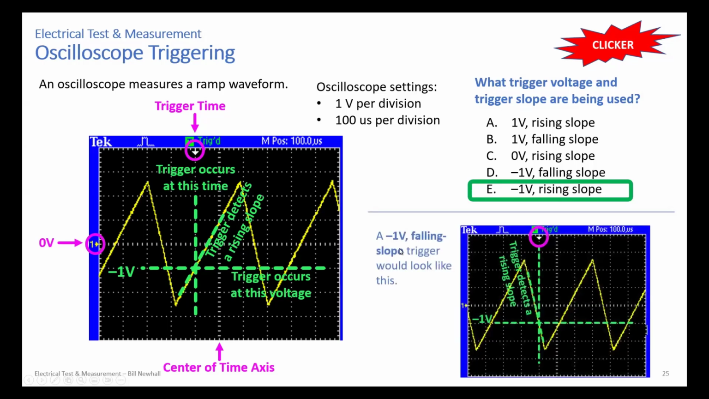Okay, a -1 volt falling slope trigger would look like this. So if I still had a trigger voltage of -1, but I just changed the setting to a falling slope, it would look like this.